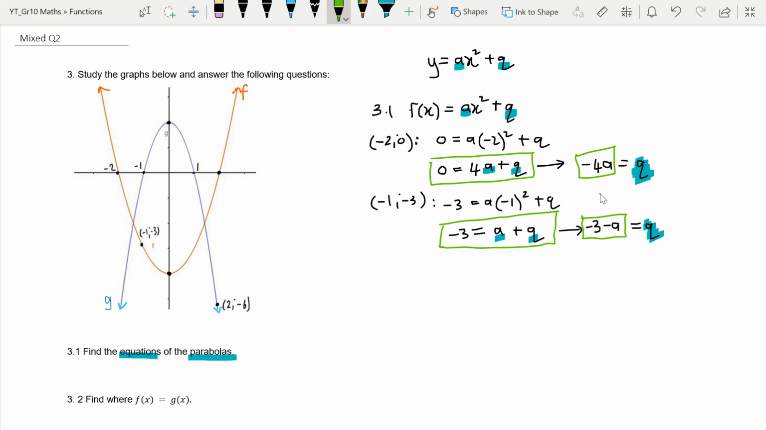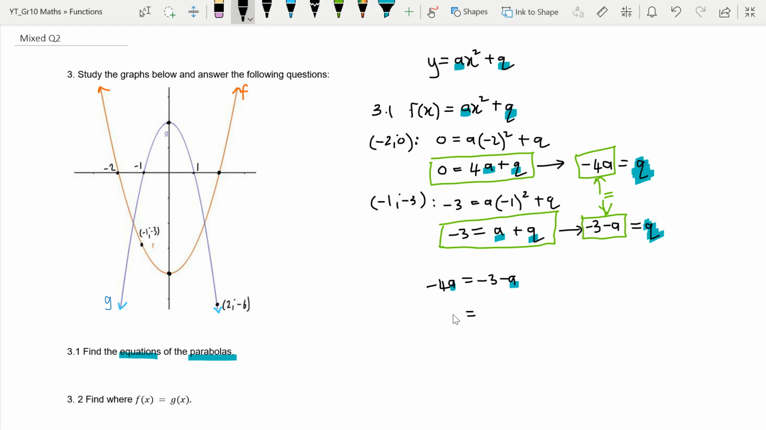So then surely these two things must also be equal to each other. Think about that. q is that, q is also that. So therefore, these two things must also be equal to each other. So now we have an equation that is only in terms of a. So we can solve for a.